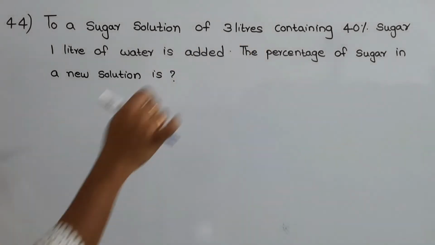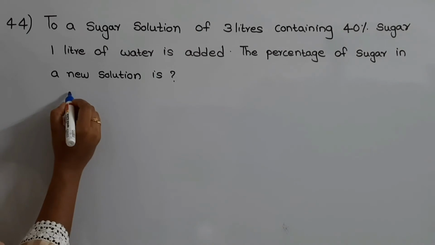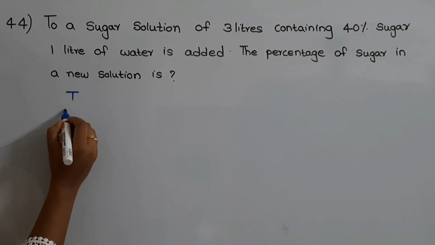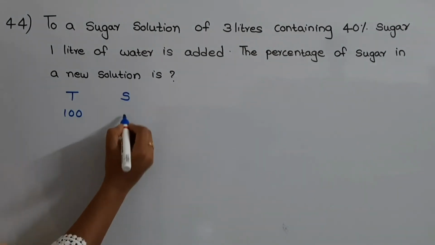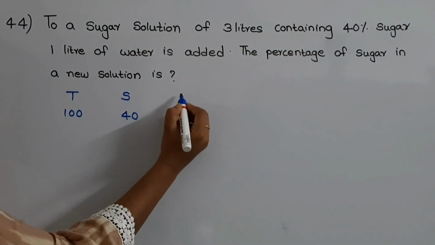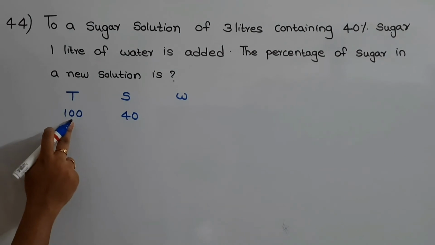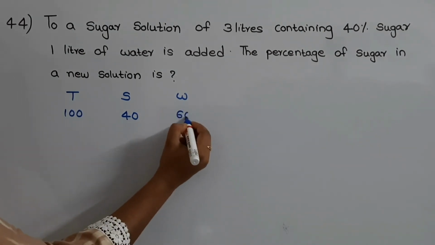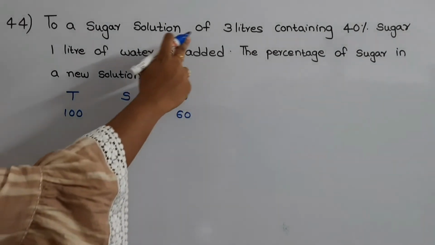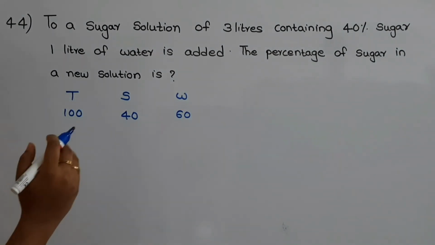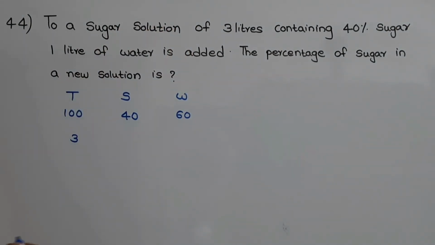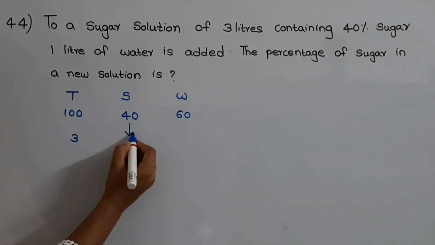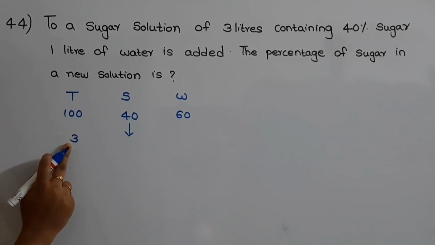Since this is given in terms of percentage, let us consider the total quantity of the sugar solution as 100. Then the quantity of the sugar will be equal to 40, and the quantity of water in the sugar solution will be equal to 100 minus 40, that is 60. Now in the question they have given the total quantity of the sugar solution as 3 liters. Then what will be the quantity of sugar if the total quantity is 3 liters?